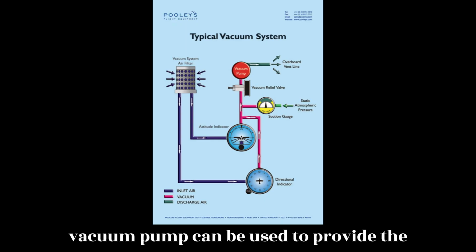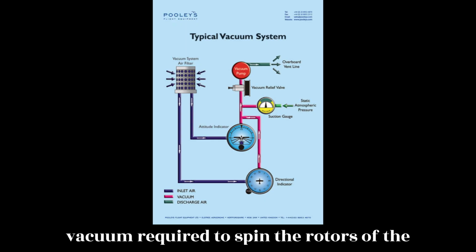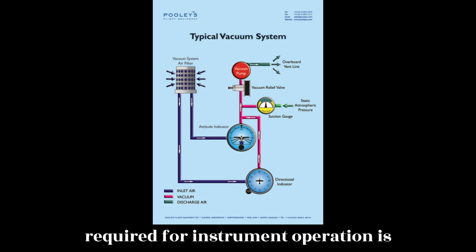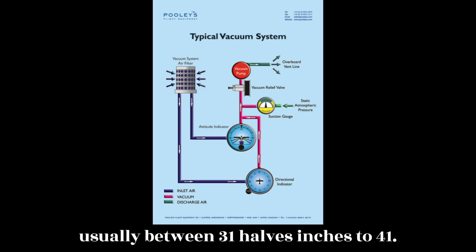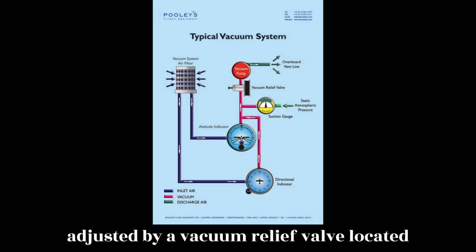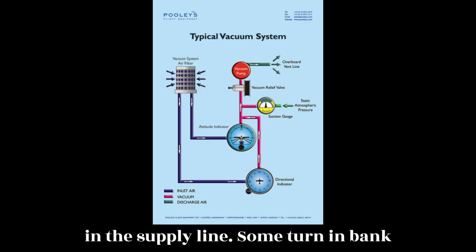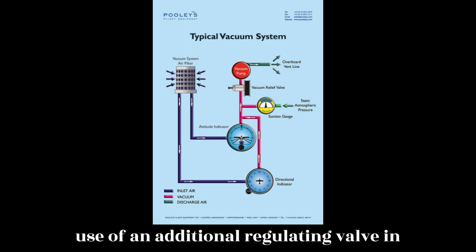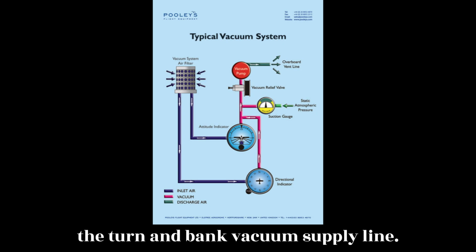Either a venturi or a vacuum pump can be used to provide the vacuum required to spin the rotors of the gyro instruments. The amount of vacuum required for instrument operation is usually between 3.5 inches to 4.5 inches of mercury. It is usually adjusted by a vacuum relief valve located in the supply line. Some turn-and-bank indicators require a lower vacuum setting. This can be obtained through the use of an additional regulating valve in the turn-and-bank vacuum supply line.